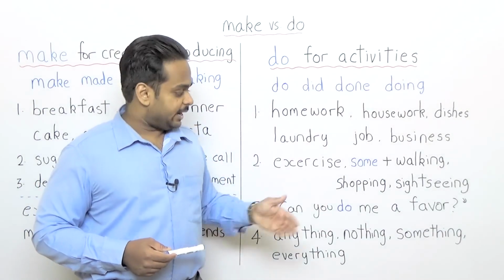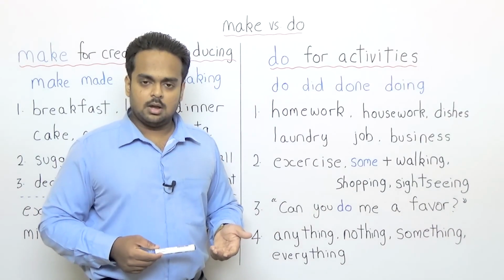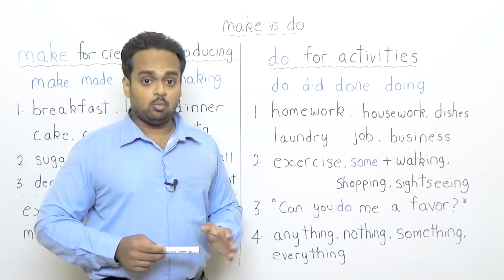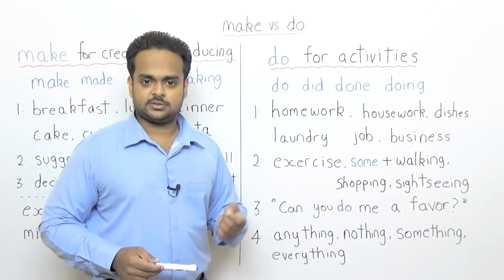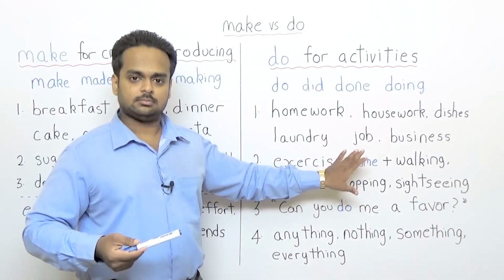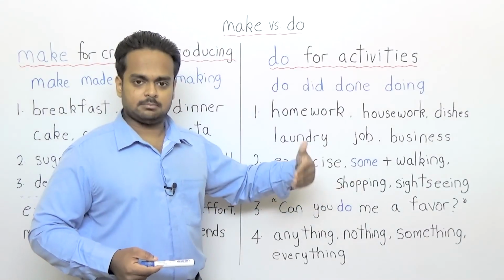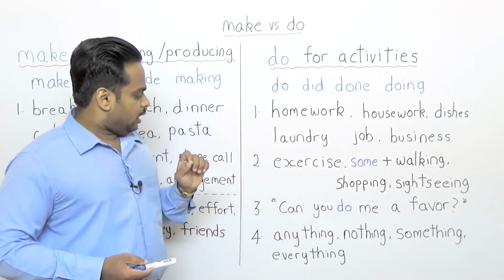Tomorrow, if I have time, I might do a little bit of shopping. When I went to Spain on vacation with my family, we did a lot of sightseeing. Okay? We did a lot of sightseeing. So this is a very useful form that you can use. Do, and then a quantity expression like some, a lot of, etc., and then an ing form.